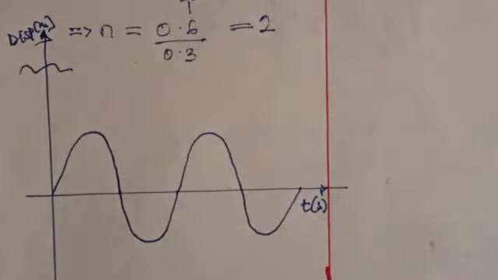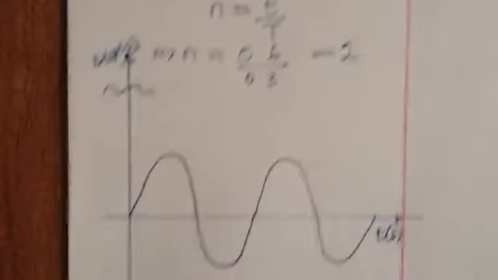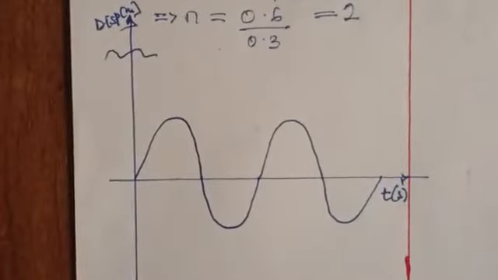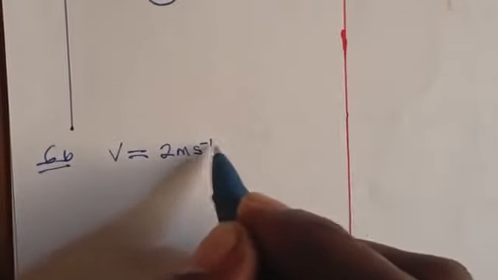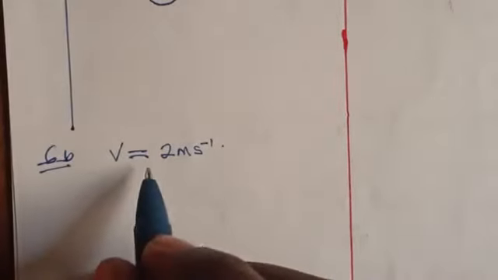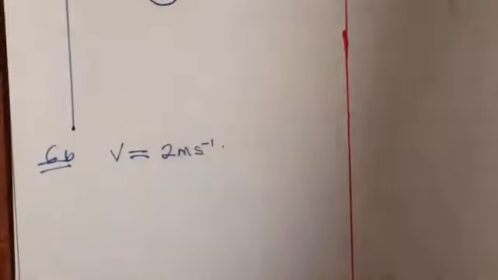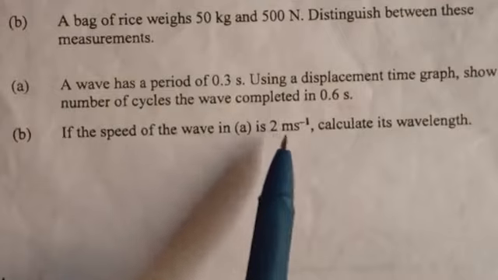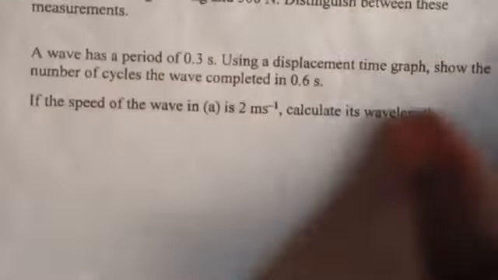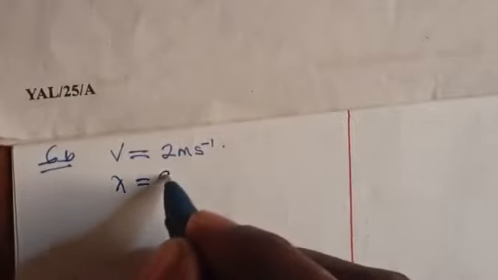So we have answered question 6A. Now question 6B. In 6B, you are given that the velocity of the wave is 2 meters per second, and asked to find the wavelength. The question says that if the speed is 2 meters per second, calculate its wavelength. So we're looking for wavelength here. That is lambda. Lambda is not given.